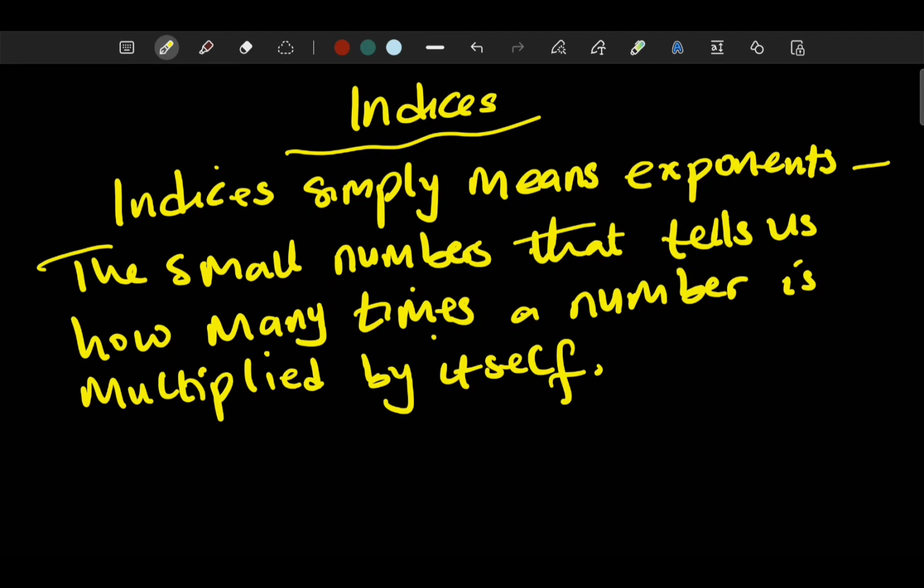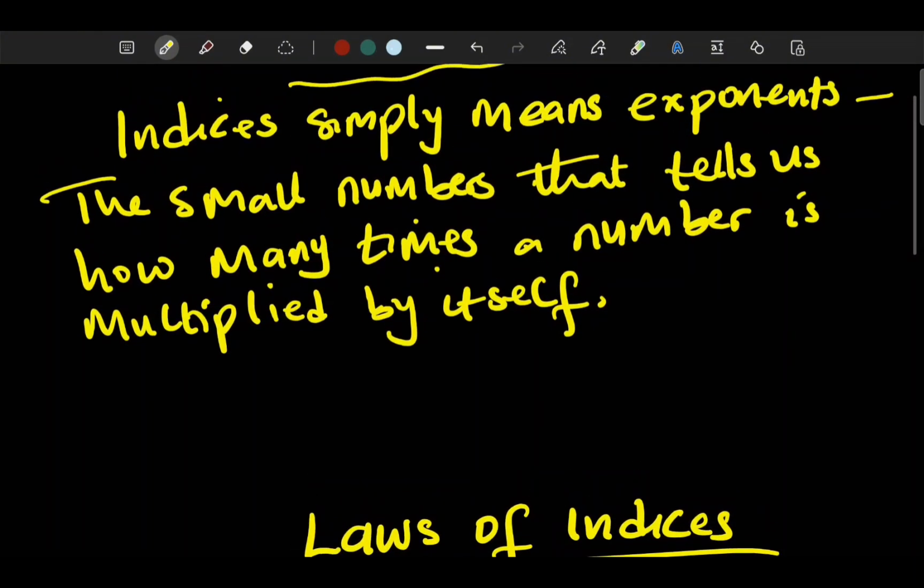Index means raised to a power. That is what index means. So that's why I'm saying here that indices simply means exponents. The small numbers that tell us how many times a number is multiplied by itself. For example, if you have 2 to the power of 3, this is the same thing as saying 2 index 3, right? That's where indices comes in.